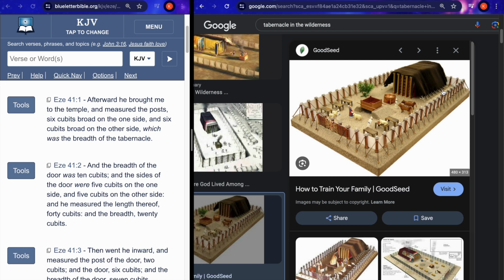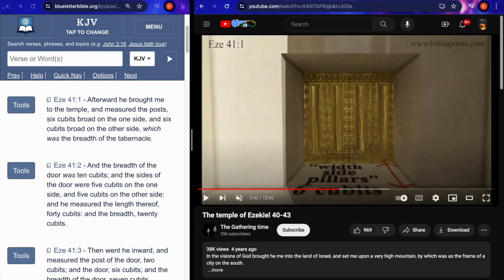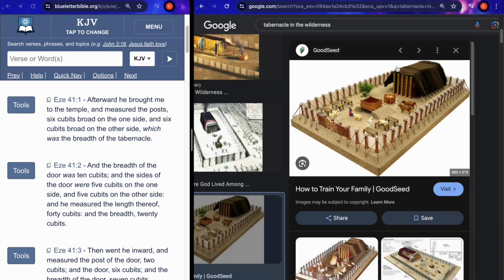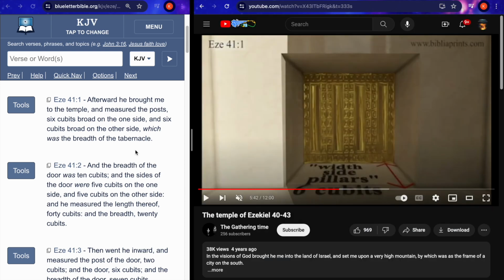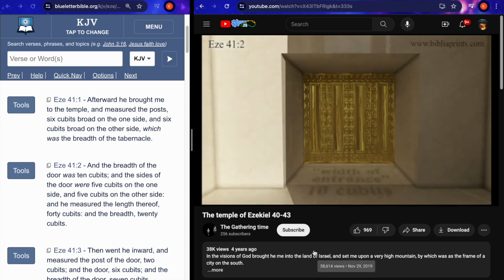So when we come back here, this is sort of like the entrance into that holy place, which is the actual building itself. So let's go back and take a look here. As you can see, 6 cubits and the width 10 cubits.